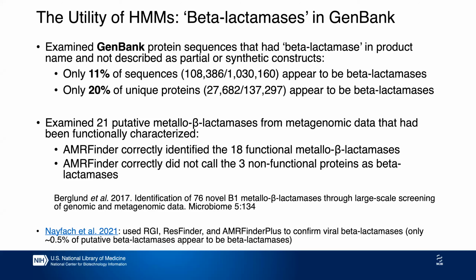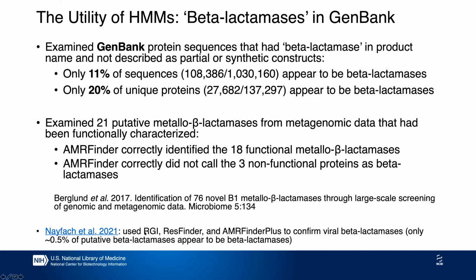We've tested this more, but the one test we did is, people have gone through and looked for putative metallo-beta-lactamases, for instance, from metagenomic data that have been functionally characterized. For AMRFinder, one study looked at 21 of these. They had 3 that they had thought were metallo-beta-lactamases. Functionally, they weren't. So they had 18 that were and 3 that were non-functional but seemed like they were. And we nailed it with our HMMs. That's described, the data are from this study.